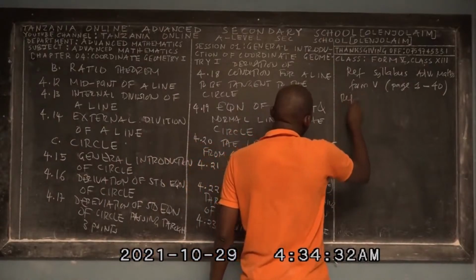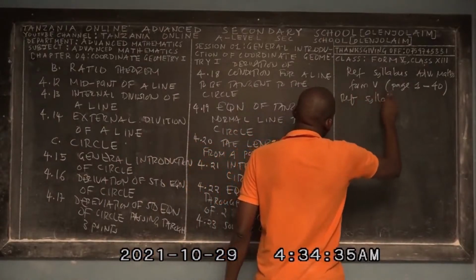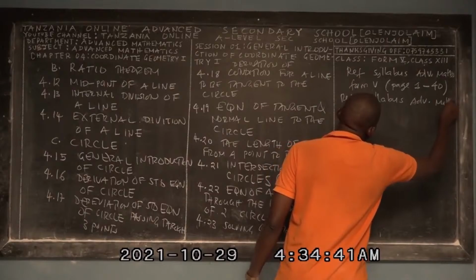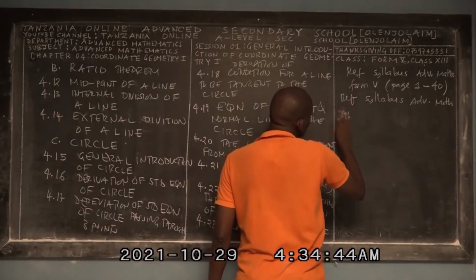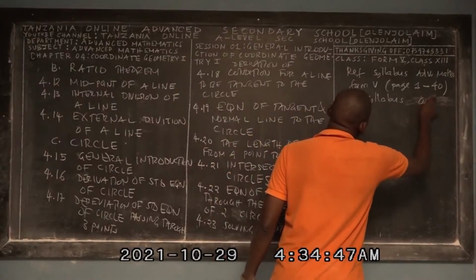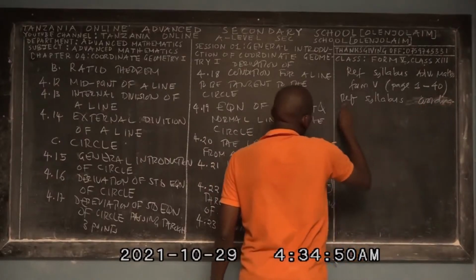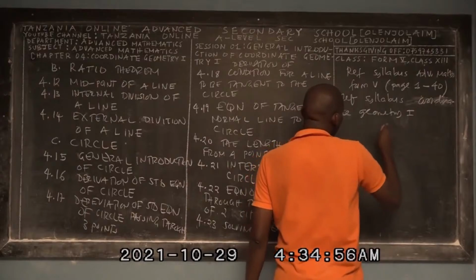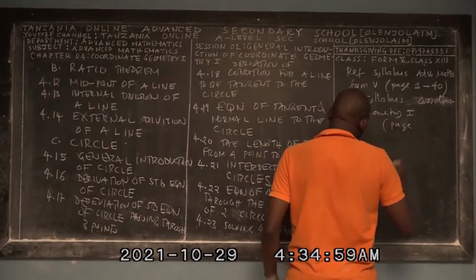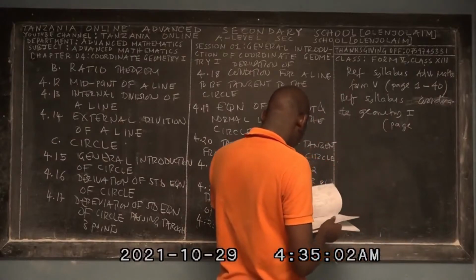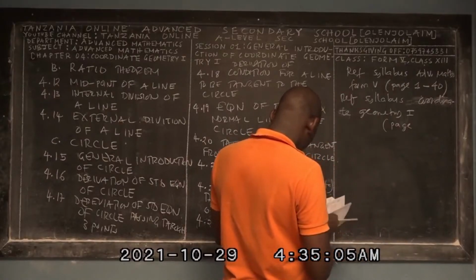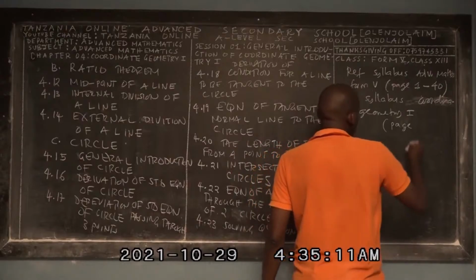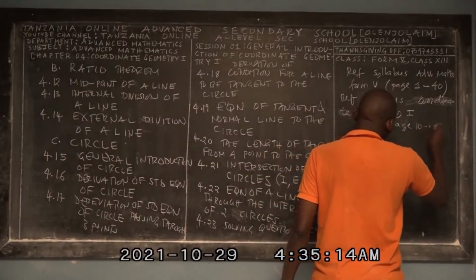But if you want to refer to the syllabus just to know the contents of advanced mathematics, and in particular coordinate geometry 1, then you have to refer to the new syllabus from page 10 to 14. So from page 10 to 14.